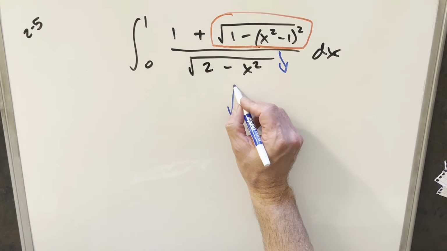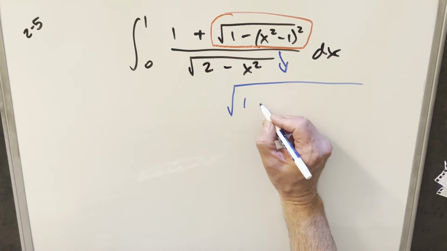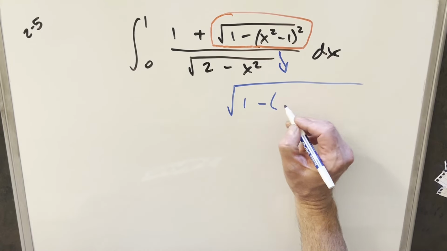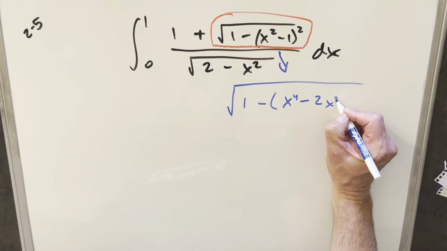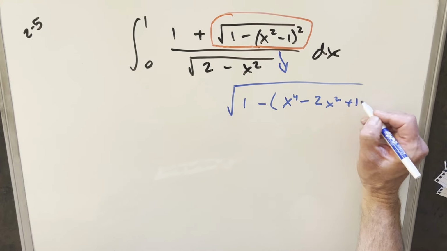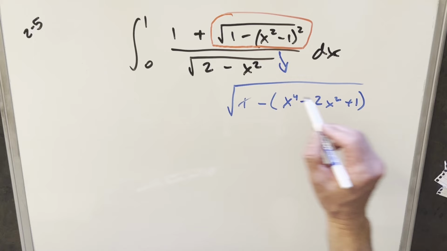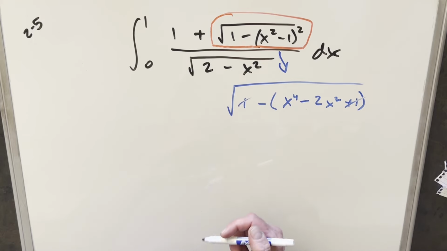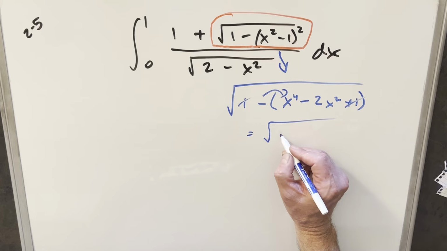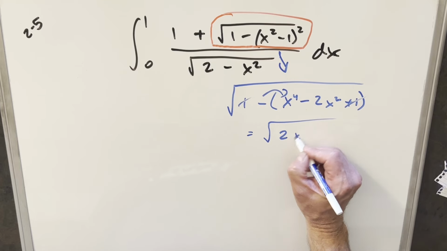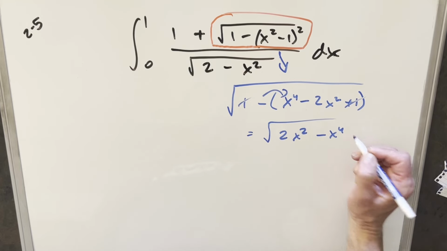So what's going to happen, we'll write a big square root, then we're going to have 1 minus. Multiplying all this out, we're going to end up with x to the 4th minus 2x squared, and then a plus 1 on the end. Then right away we can see that these 1's are going to cancel off and give us a 0. We'll distribute in the minus sign and rewrite this. So this is going to become 2x squared minus x to the 4th.